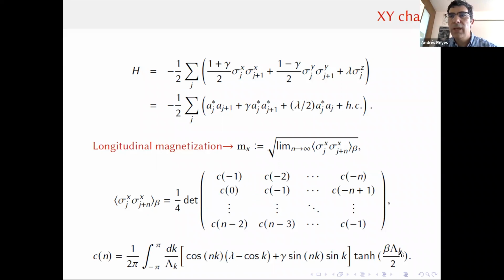Here, lambda k is the energy in Fourier space. Once we diagonalize the Hamiltonian, we get a spectrum given by lambda k, and lambda and gamma are the original parameters in the Hamiltonian.